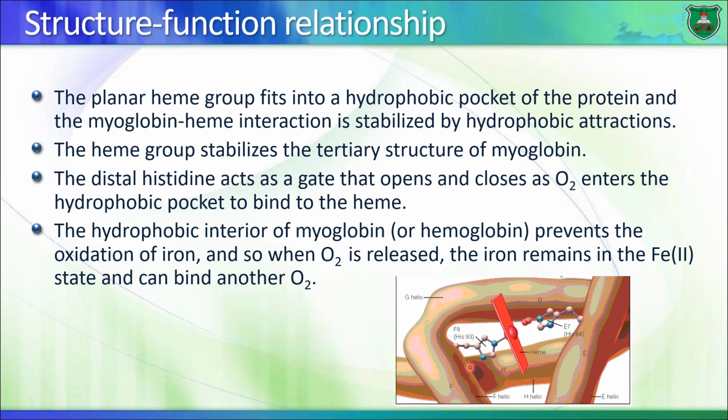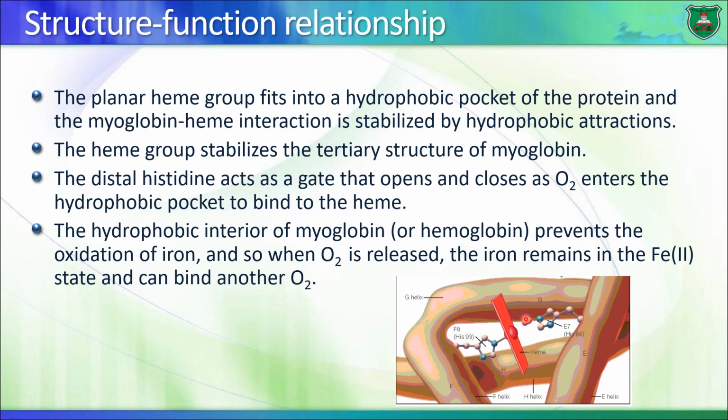Remember how I said that the distal histidine stabilizes oxygen interaction with iron. Something else is that the distal histidine functions as a gatekeeper. So it allows oxygen to get in, and it prevents other molecules from getting in as well. So there is preference for oxygen entry into the hydrophobic pocket.